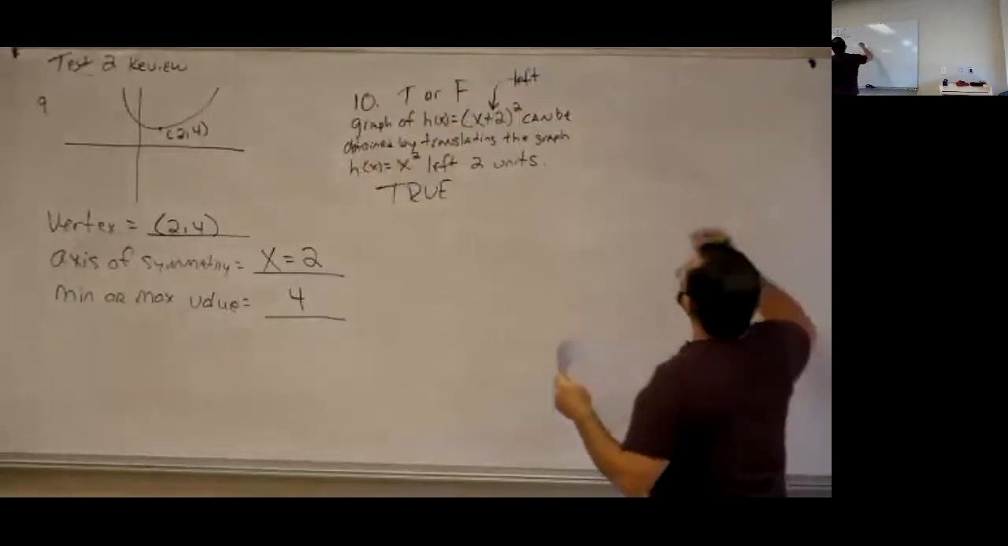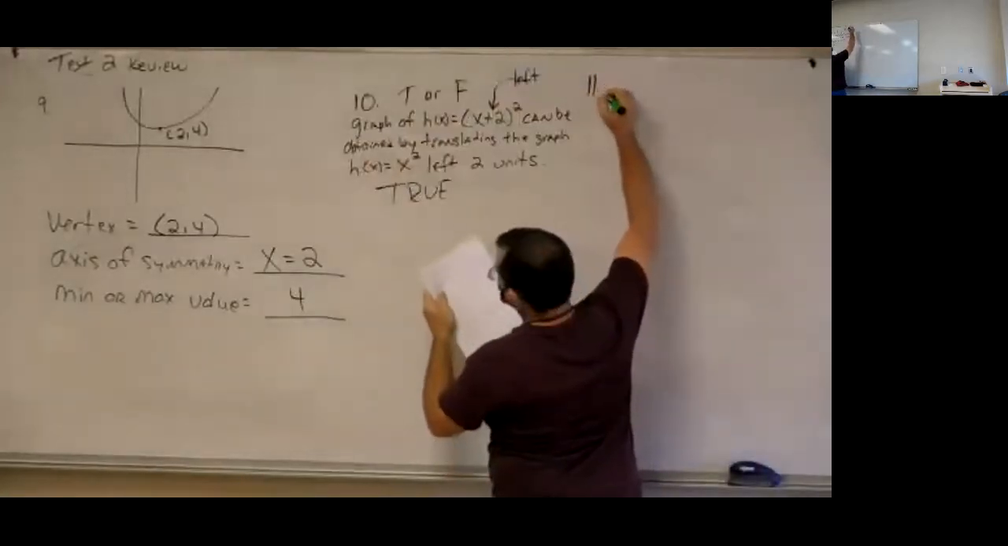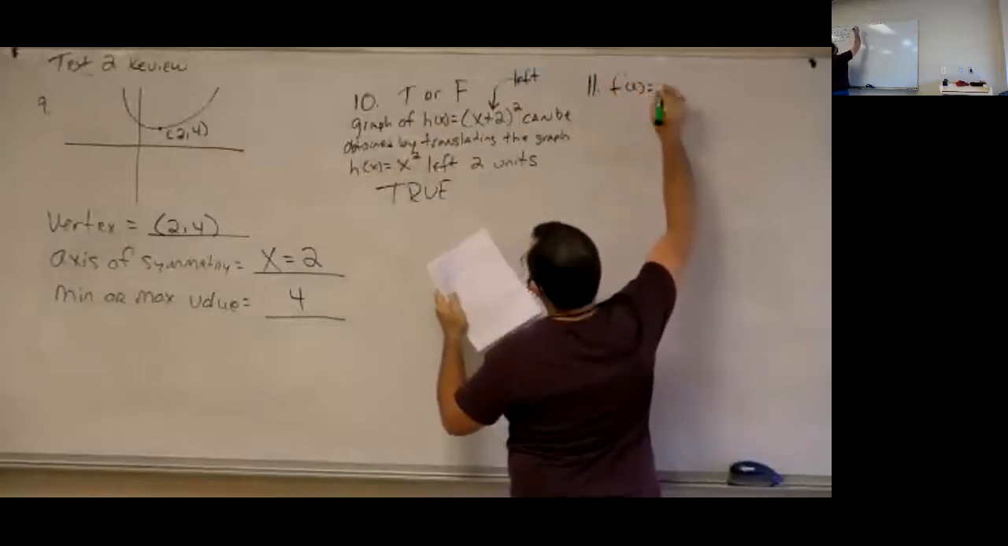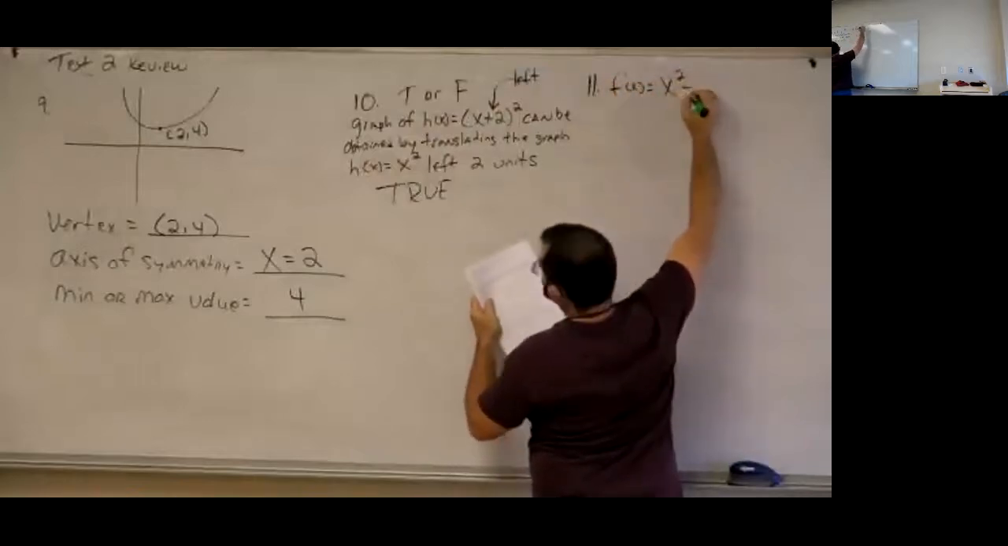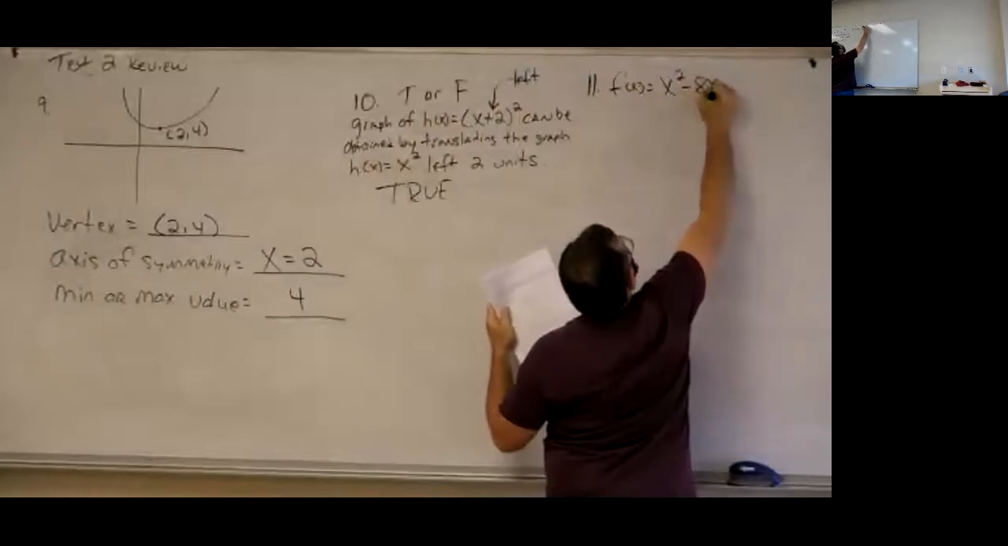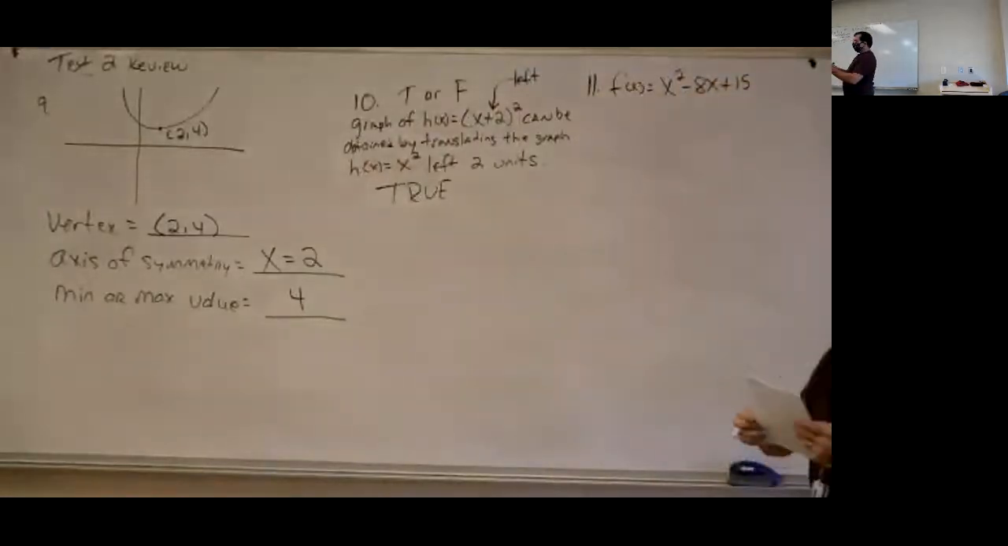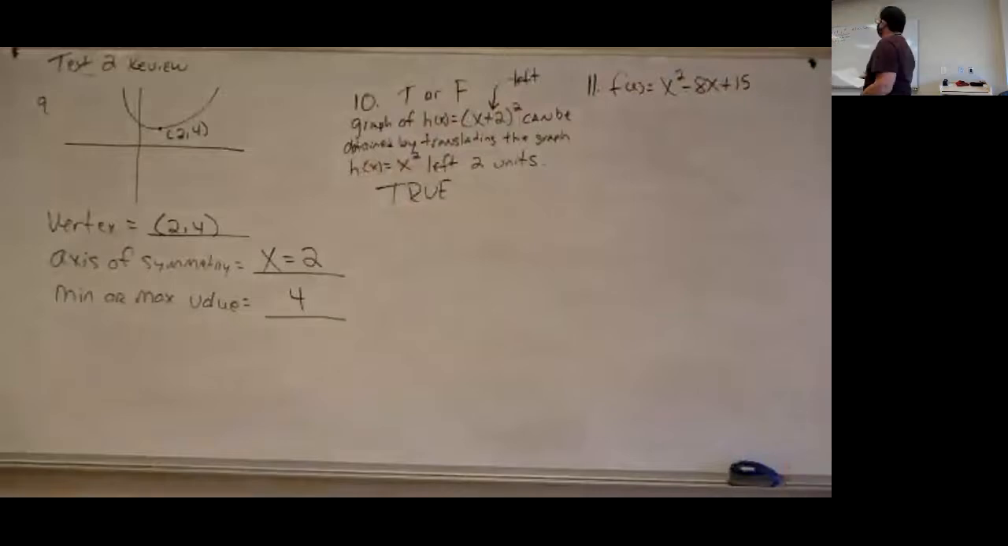All right, 11 is the big one. Let's see, they got f of x equals x squared minus 8x plus 15. I'm going to find the vertex, see if it's got a maximum or minimum, and the range, and then the increasing and decreasing. So this one goes through it all.